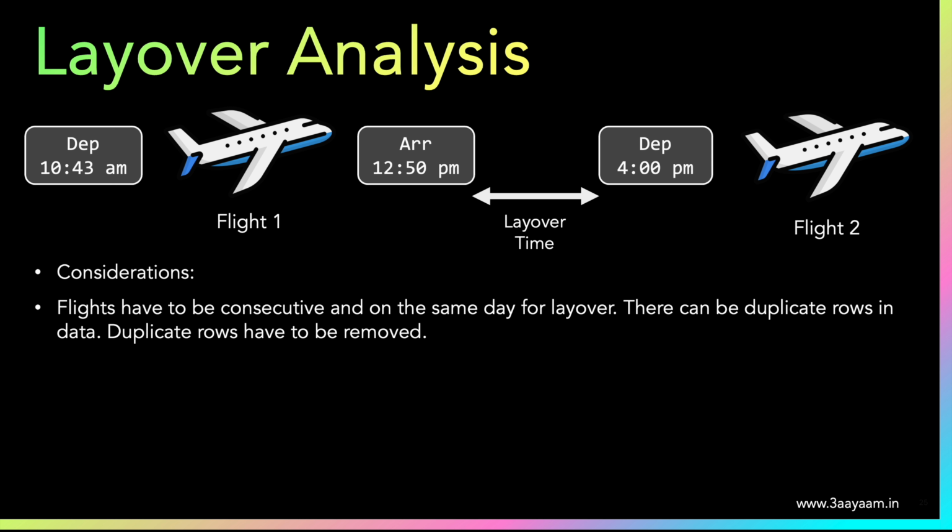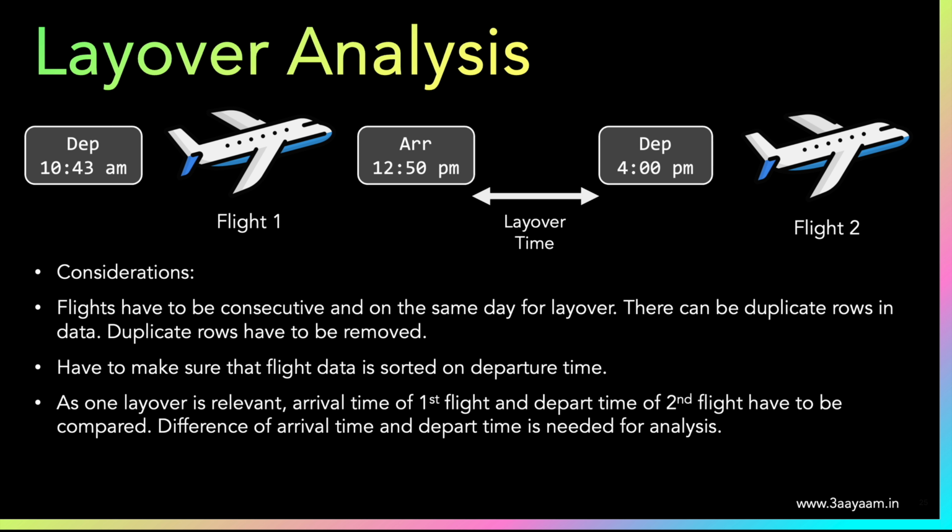And it's not only because of my data generation, there can be scenarios wherein the flight data itself is not correct. So in those cases, we might have to remove duplicates also. So this is essentially data cleansing, wherein we'll have to remove the duplicate rows and then do the analysis. Then we'll have to make sure that the flight data is sorted on departure time. Why? Because if you have to capture the arrival time and departure time between two flights, and if you have to calculate the difference between the two, we'll have to make sure that those are sorted.